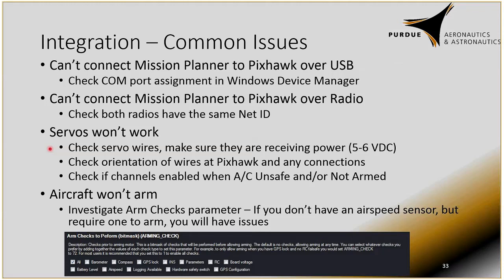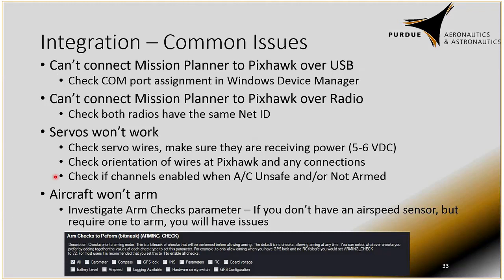There was a question earlier today about powering the servos, and that power needs to come through the connection where the servos connect to the Pixhawk. The power has to come through either a standalone BEC, or if your motor or your speed controller has a built-in BEC, that can come in through channel 3 on the servo outputs. The power module that plugs in between your battery and your speed controller and then to the Pixhawk is only powering the brains of the Pixhawk. It's not powering the servos. And then also check to see if channels are enabled when the aircraft is either unsafe or not armed.